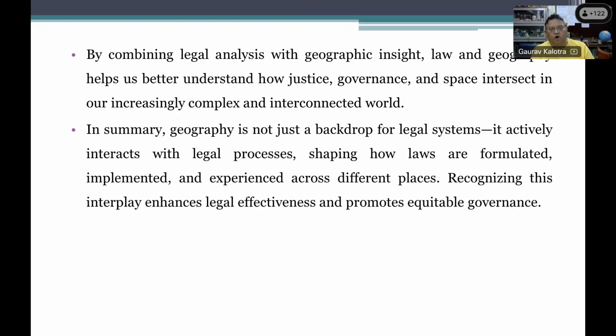In summary, geography is not just a backdrop for legal systems. It actively interacts with legal processes, shaping how laws are formulated, implemented, and experienced across different places. Recognizing this interplay enhances legal effectiveness and promotes equitable governance.